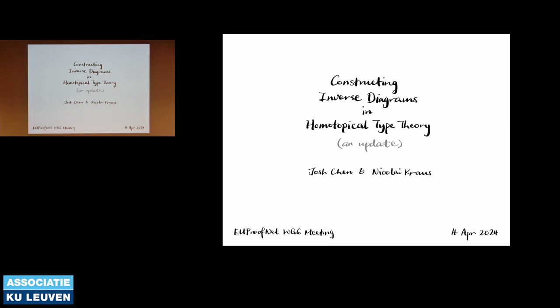Yeah, so I'm here to talk about some work I've been doing with Nikolai Kraus on constructing inverse diagrams in homotopy type theory, but also a little bit more generally, we expect, in homotopical type theory, which is basically MLTT without the uniqueness of identity proof. So we expect we can do this without assuming univalence.